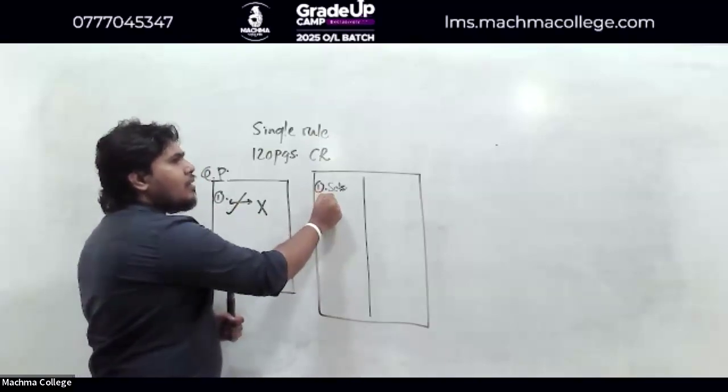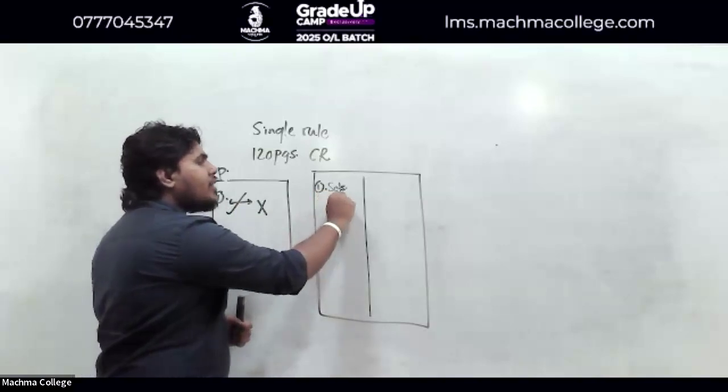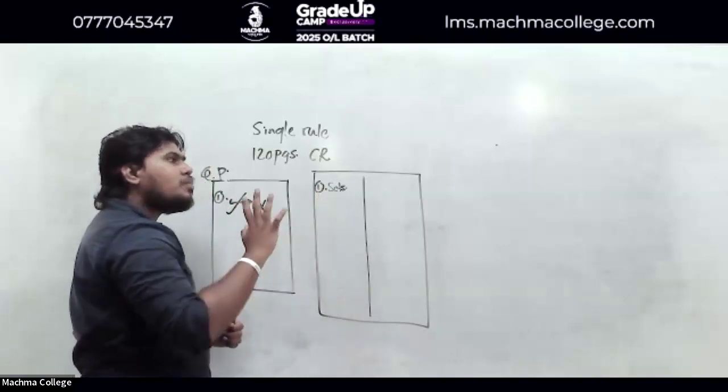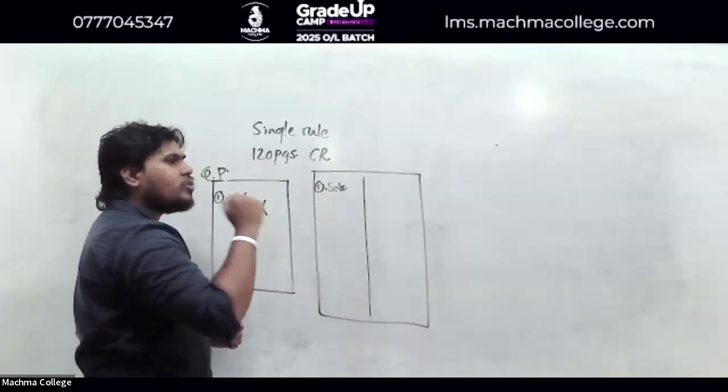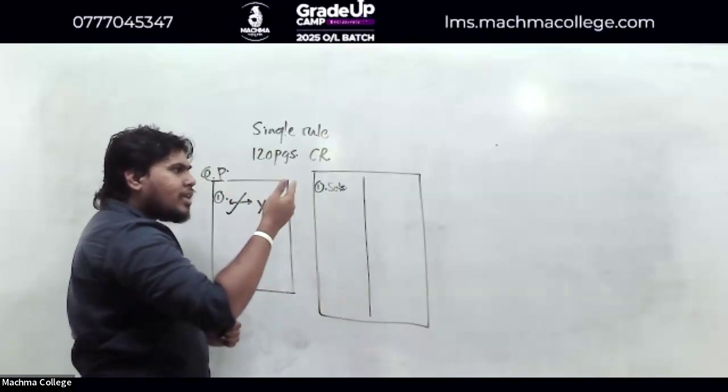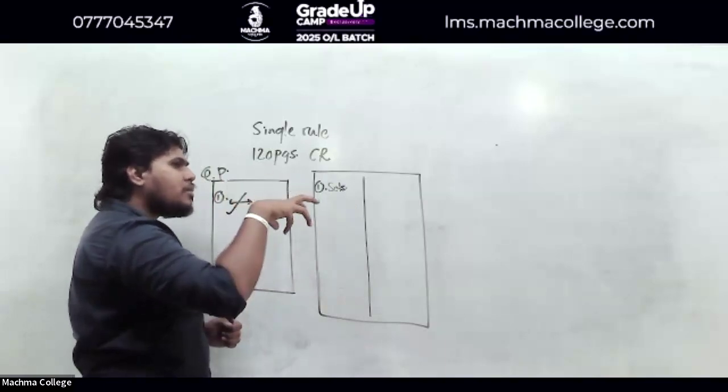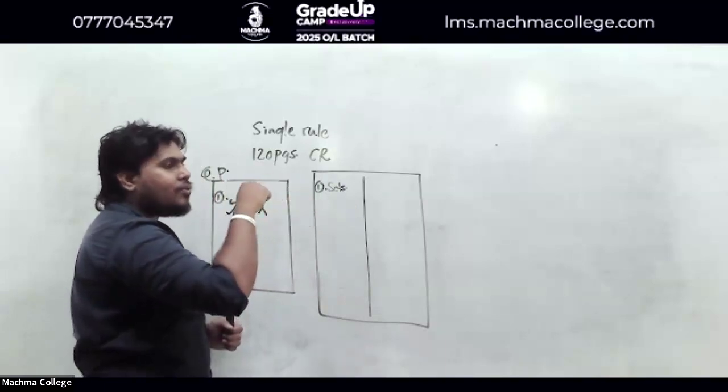The first question is from sets, so write this lesson name. Use multiple colors. I will suggest how to use the colors. Okay, follow these guidelines. If you follow the guidelines, I can promise you the best results within these 4 months.